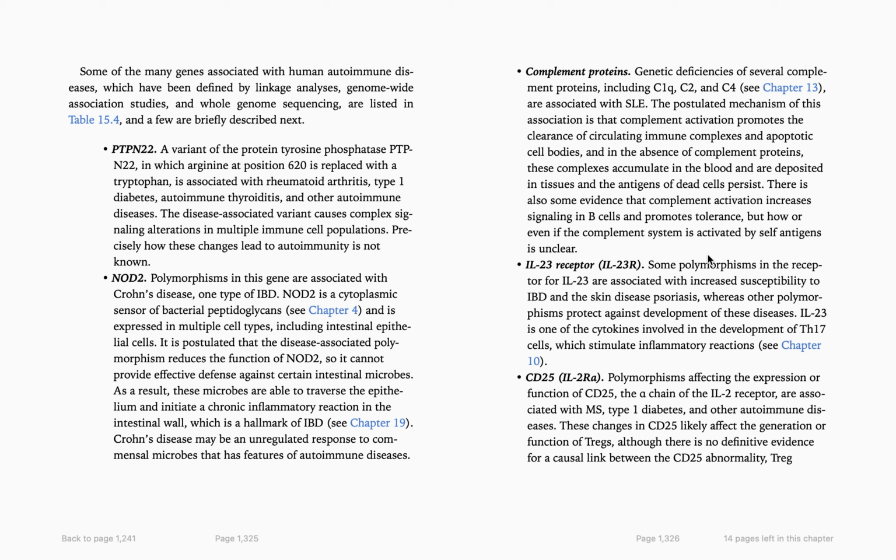Interleukin-23 receptor. Some polymorphisms in the receptor for interleukin-23 are associated with increased susceptibility to inflammatory bowel disease and the skin disease psoriasis, whereas other polymorphisms protect against development of these diseases. Interleukin-23 is one of the cytokines involved in the development of Th17 cells, which stimulate inflammatory reactions.